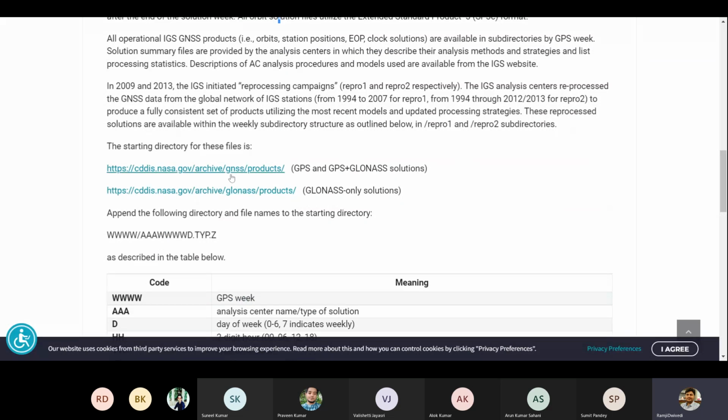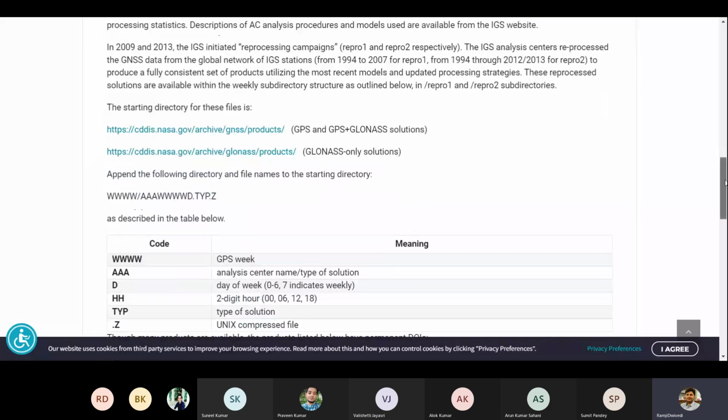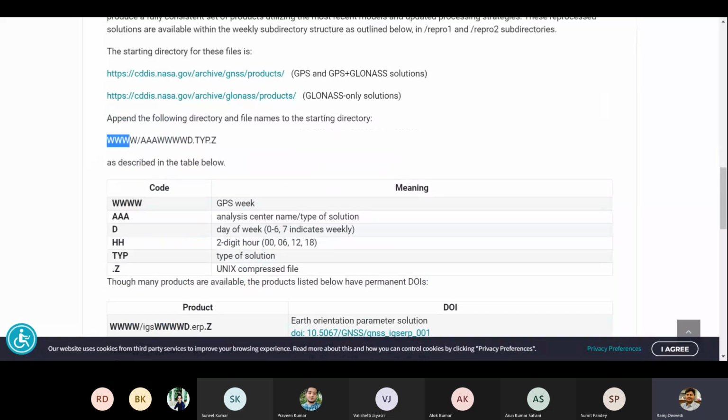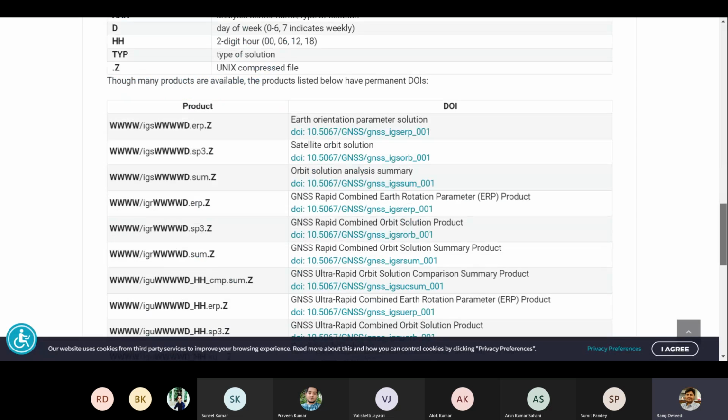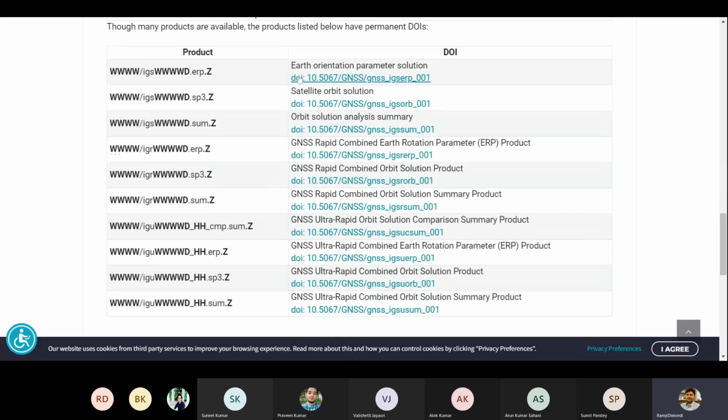When I say archive, you can get the archive solution for GLONASS only, as well as GPS only, where the data file is stored in a compressed manner. The GPS week is written, the analysis center name is written, then the day of the week, the type of hour, that is for ultra rapid, and then the type of solution, and you can have the compressed file. Similar to this, you have Earth orientation parameter solution, satellite orbit solution, orbit solution analysis summary, GNSS rapid combined Earth rotation parameter, GNSS rapid combined orbit solution, orbital solution summary product, like that.